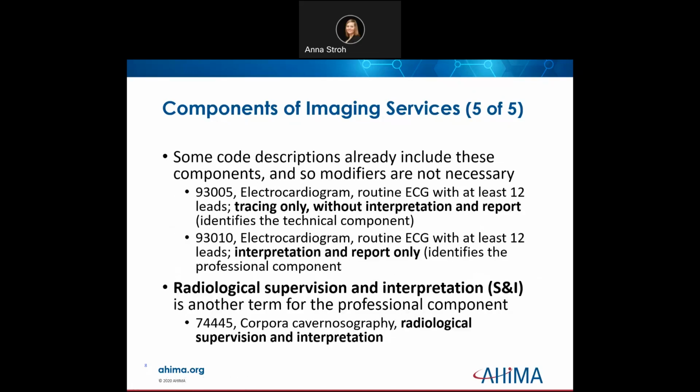One other thing that's important to notice is some code descriptions already include these components, so modifiers are not necessary. For example, if you look at EKGs, which are in the medicine section, they start with a 9. One code tells you it includes the tracing only, and then 93010, electrocardiogram, includes the interpretation and report. So you wouldn't report any modifiers because it already says which part is included. Another example, in the radiologic section, is code 74445, which is radiological supervision and interpretation. No modifier is needed there because it's already saying that they only did the supervision and interpretation.